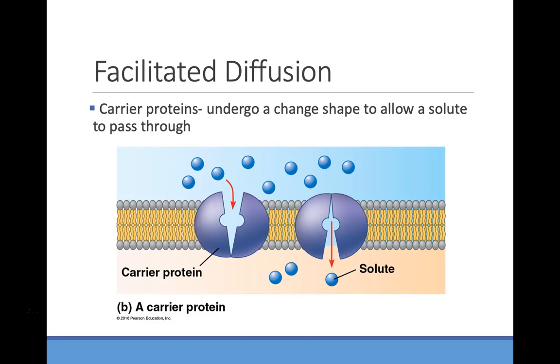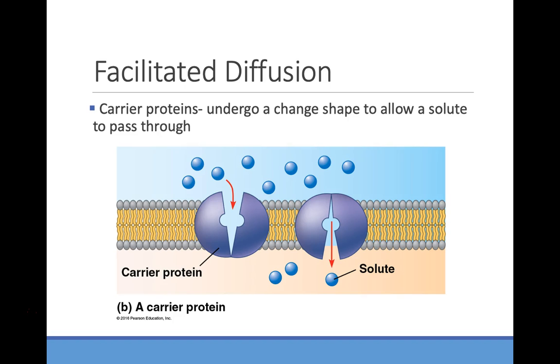Our other type of transmembrane protein for facilitated diffusion is the carrier protein. In a carrier protein, we see much more specificity. These proteins are going to bind a specific molecule. Here we have that round blue molecule. When they bind the molecule on one side, it causes a shape change that allows it to open up and move the molecule out the other side.